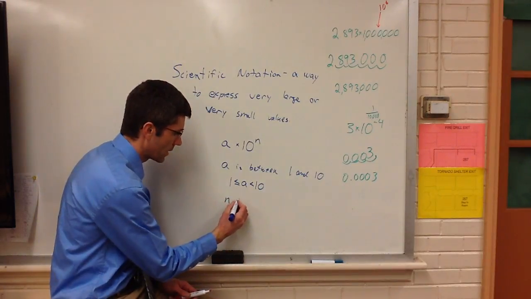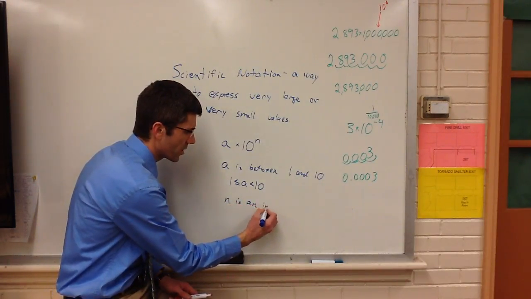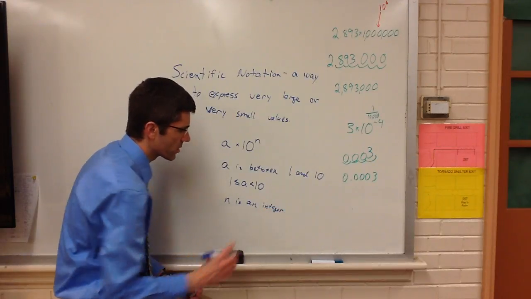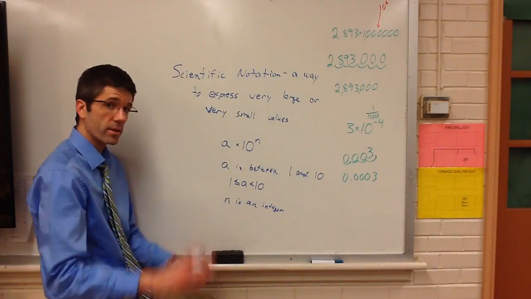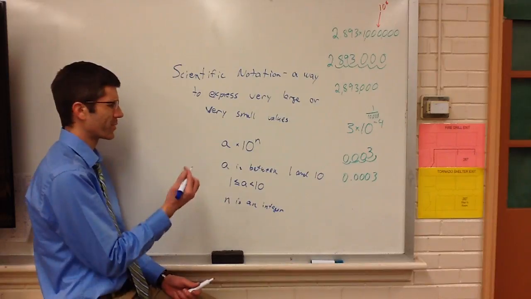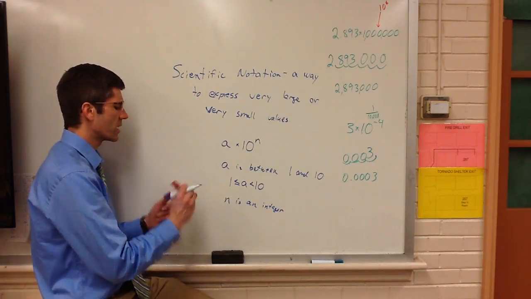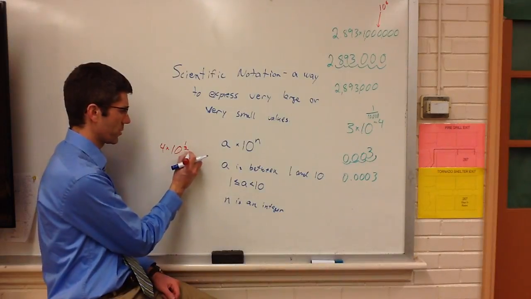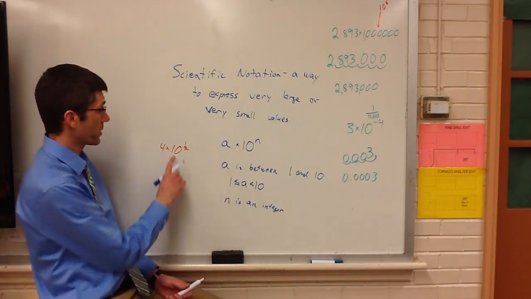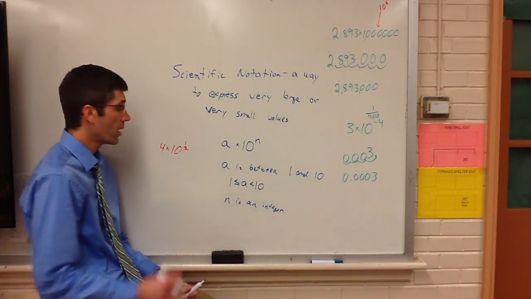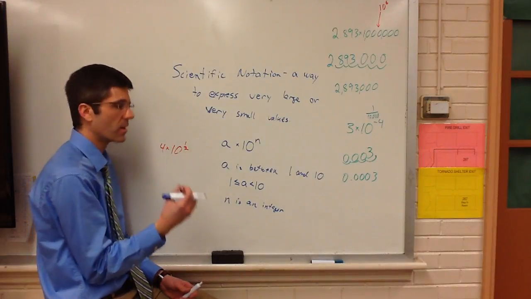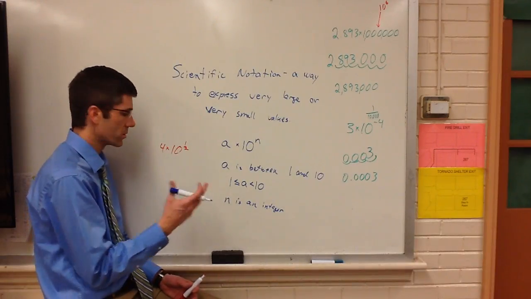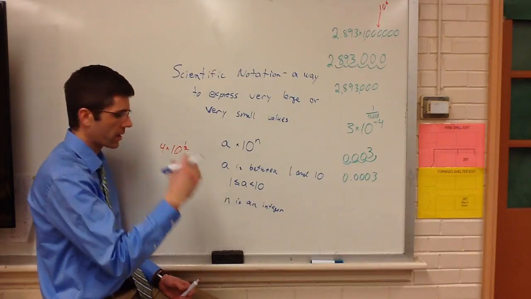And n is an integer. In other words, no one's going to pull a fast one on you and say, oh, n could be 1/2. Well, don't write this down, because then it would be something like 4 times 10 to the 1/2. Well, what in the world does that mean? Actually, that means the square root of 10, but we're not going to go there. That needs to be an integer, not a fraction, not a decimal. It just needs to be a whole number or a negative number.